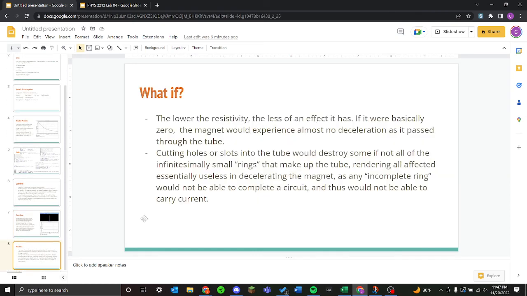And the last, the what-if questions. Basically, the lower the resistivity, the less of an effect it has. If the resistivity were basically zero, the magnet would experience almost no deceleration as it passed through the tube. And also, cutting holes or slots into the tube would destroy some, if not all, of the infinitesimally small rings that make up the tube, which would render all affected rings essentially useless in decelerating the magnet, as any incomplete ring would not create a full circuit and thus couldn't carry current, and thus could not provide a force to resist it. But yeah, that is my Lab 5.